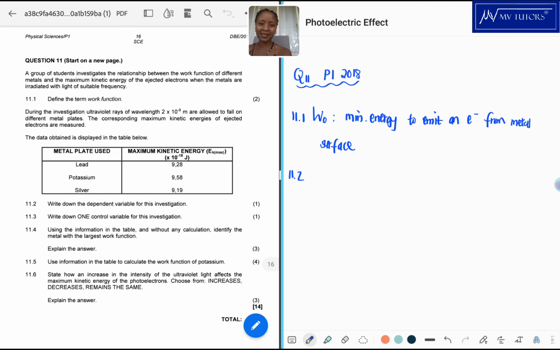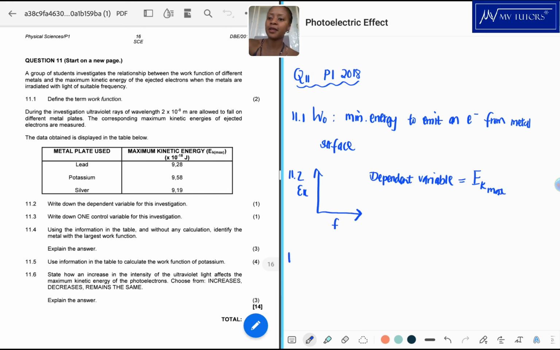Okay, guys, remember that y is equal to mx plus c graph I drew? So in my mind, I'm thinking of the graph where you have the kinetic energy versus your frequency. So your dependent variable will therefore be your maximum kinetic energy.